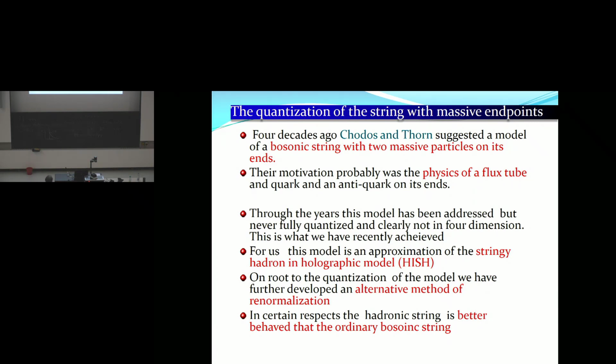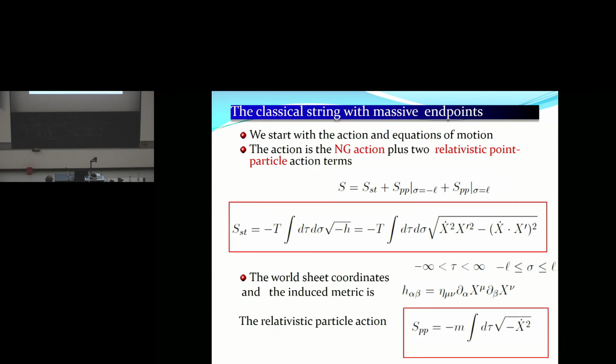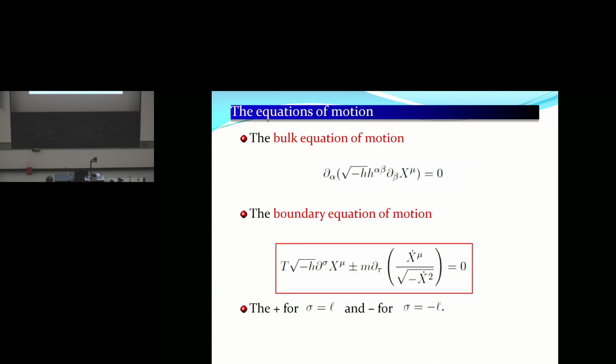So we have an action which is just a string and two relativistic particles at the endpoints. So this is not a non-interacting string. Unlike the ordinary string, which is a free string, now we have an interacting string. And of course, we have to approximate it. So for the fluctuations, we take the quadratic approximation of this square root formula. These are the complicated nonlinear boundary conditions. That's the core of the difficulty.